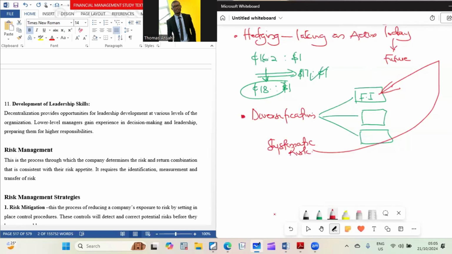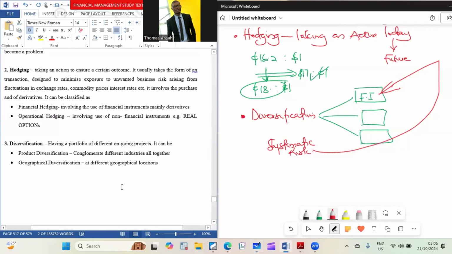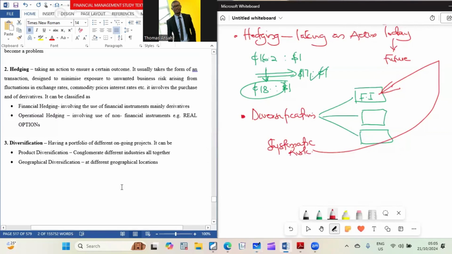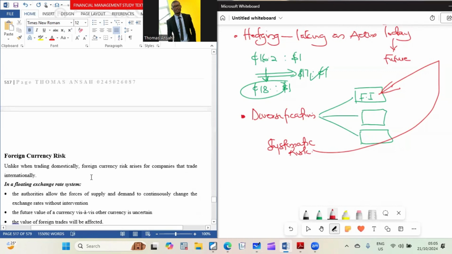So that is basically the strategies to manage risk. So you can do product diversification or geographical diversification, whichever one that you would want to do. Basically that is that. Then you carry it along.